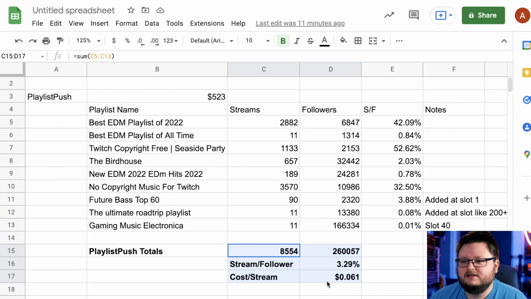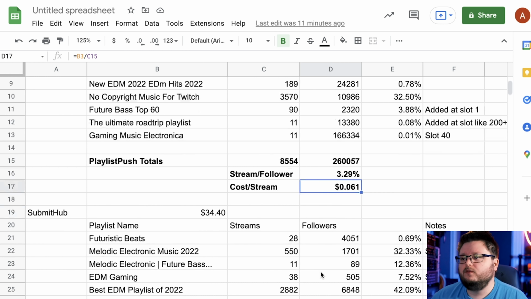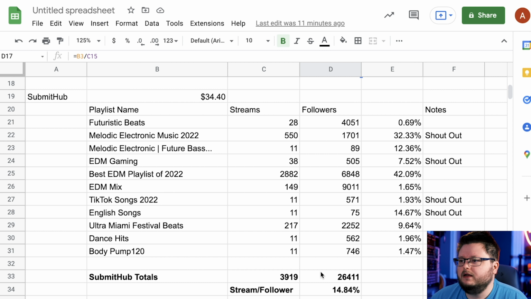So you average all that data out, and you get to 3.3% streams per follower, and then cost per stream is about 6.1 cents per stream. So that's kind of a cool metric to know. So now we can flip over to the Submit Hub side and do a comparison.